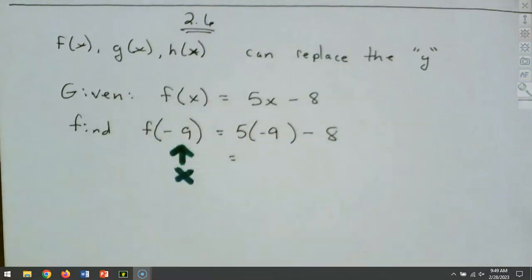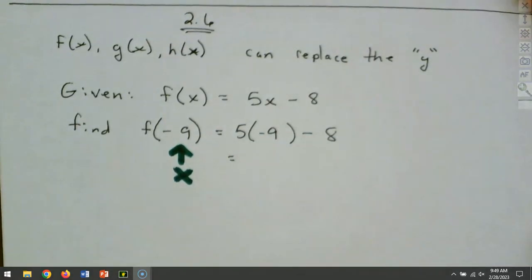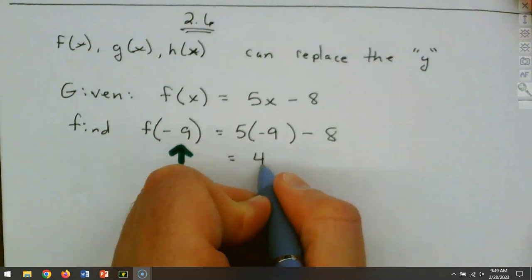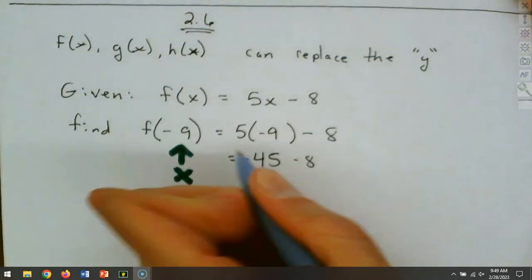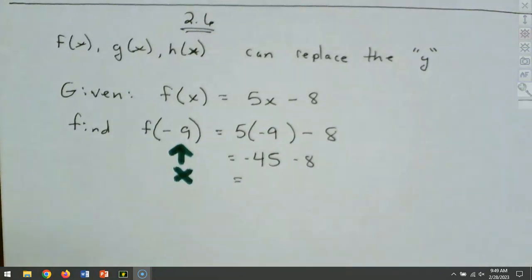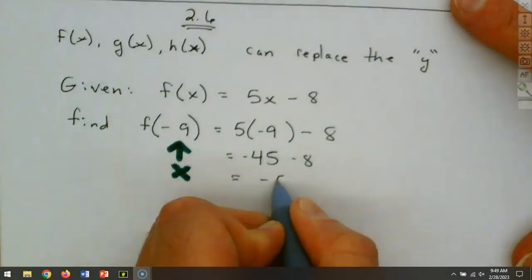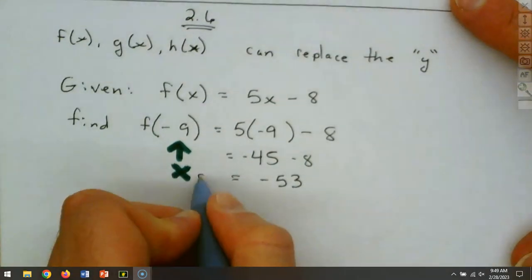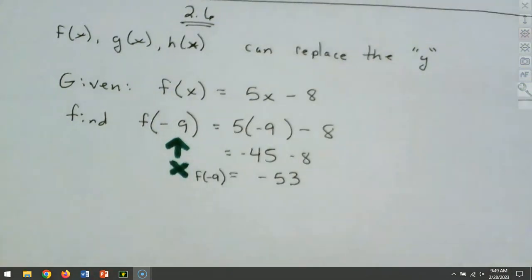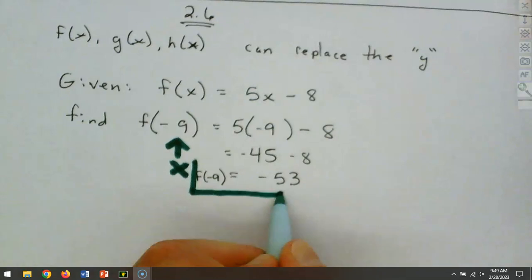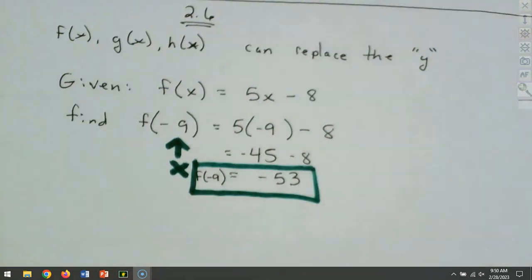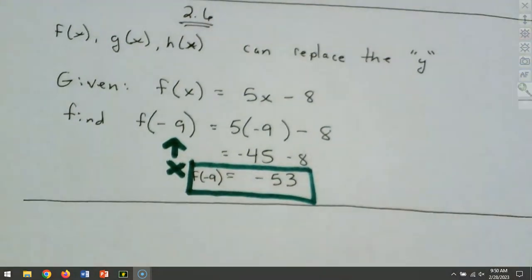9. And then we can go ahead and multiply through and combine. So negative 9 times positive 5, that's a negative 45, minus 8. Putting those together, that gives you negative 53, isn't it? Yep, negative 53. And that's your answer, and that is f of negative 9. So f of negative 9 is negative 53. All we did was plug the number in that I gave you. So let's do another one.